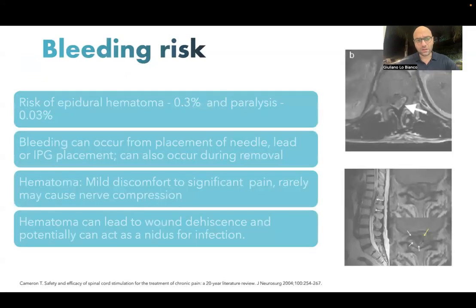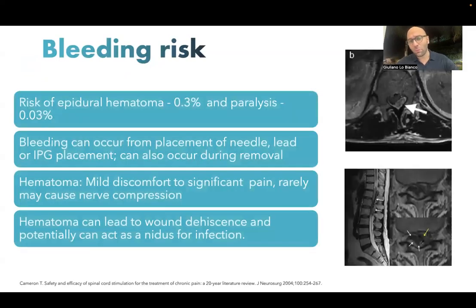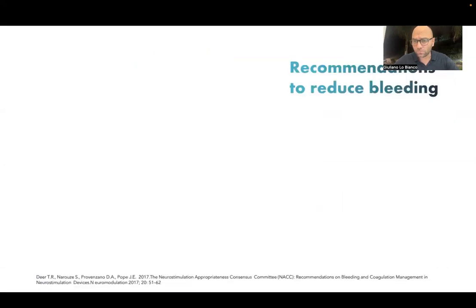So, bleeding risk. The risk of epidural hematoma is 0.3 and paralysis 0.03, and bleeding can occur from placement of the needle or placement of the lead, or the IPG placement. It can also occur during the removal of the lead or the needle. So hematoma can range from mild discomfort to significant pain and can lead to wound dehiscence and potentially act as a nidus for infection.